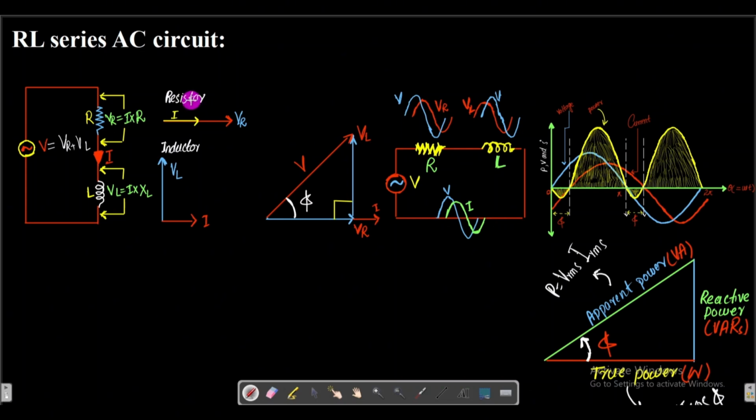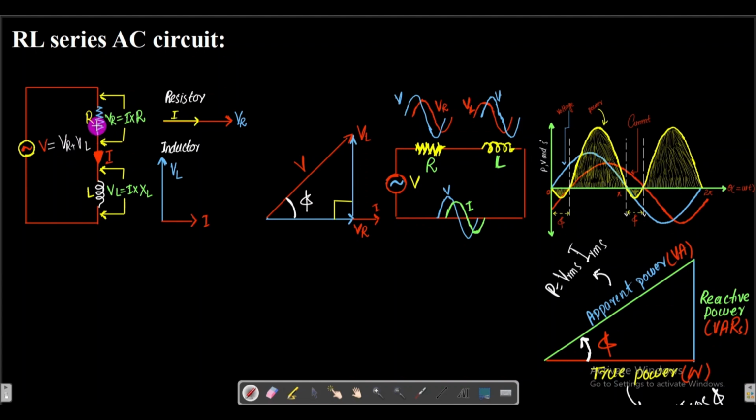This is the RL series AC circuit. Here this is the resistor R, which is connected in series with this inductance L, and both are connected with this applied voltage. And here we know that in the series combination of the components the current is the same and the voltage will be different.